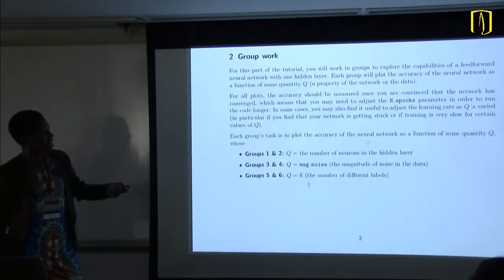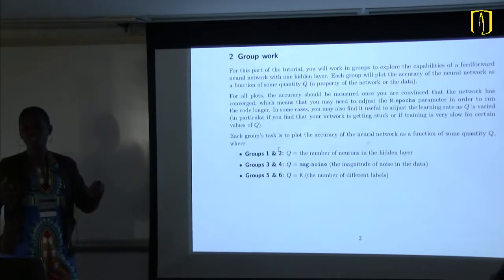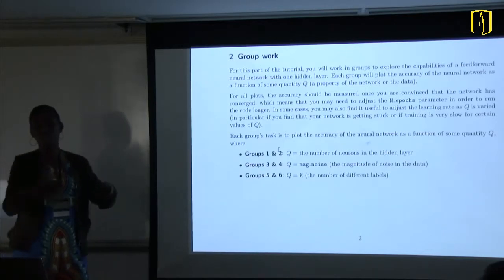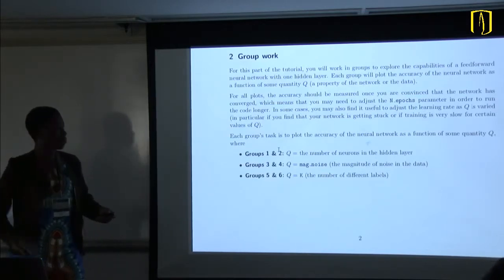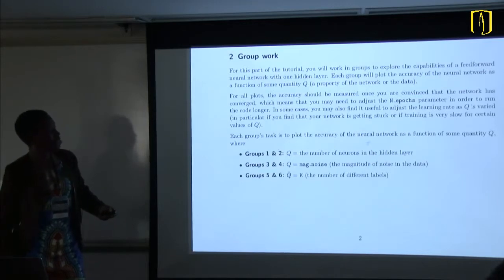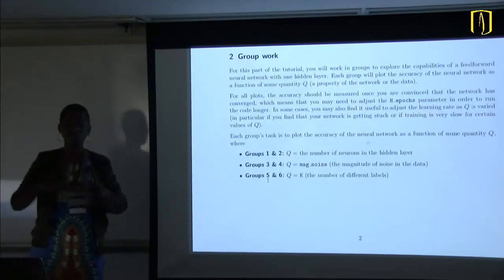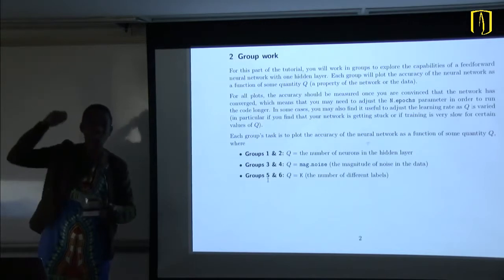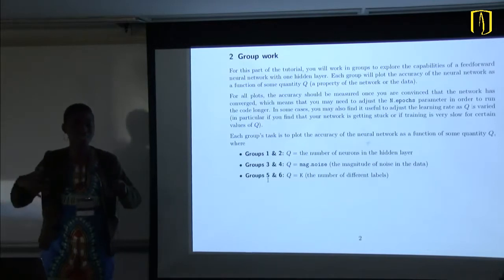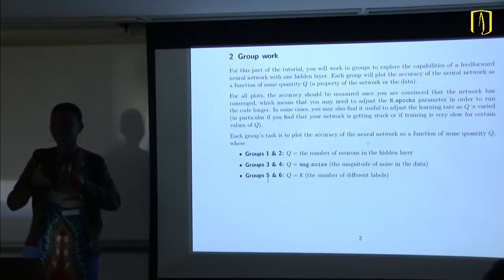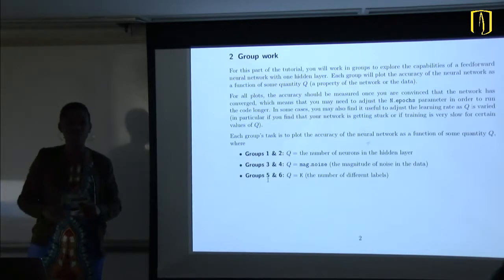The K here is either the number of neurons in the hidden layer, so how the representation of your neural network is able to capture the information that is inside your data. So you plot the accuracy with respect to the number of hidden neurons. Here you plot the accuracy with respect to the magnitude of the noise of the data. And here you want to plot the accuracy with respect to the number of labels. If you increase the number of branches, you could imagine that the accuracy will probably decrease, because it's going to be difficult to draw boundaries between the different branches, right?